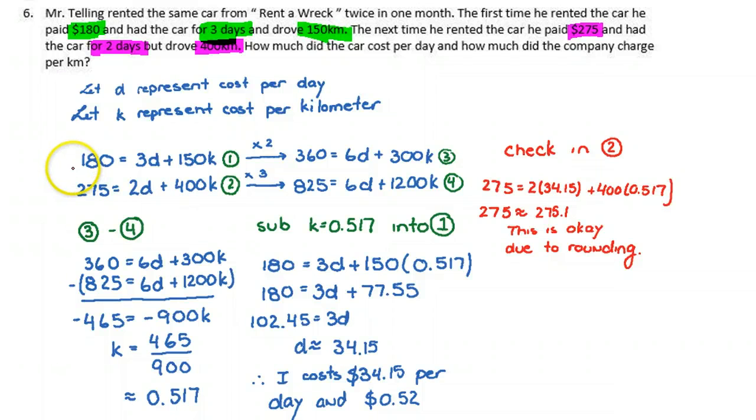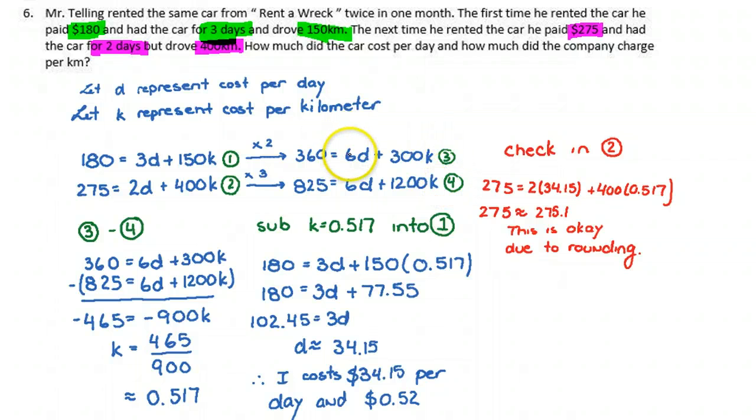Now again, I could use either substitution or elimination here, but due to the nature of this specific setup, it's quite nicely set up for elimination. So I'm going to take equation 1 and multiply it by 2. So remember to multiply each term by 2. And I'm going to take equation 2 and multiply it by 3. So we're going to multiply each term by 3. And I'm going to name these equations 3 and 4.